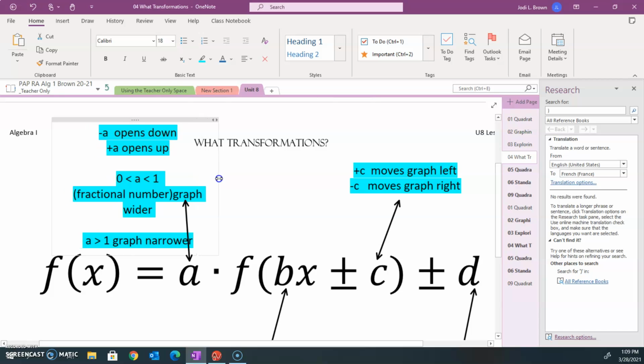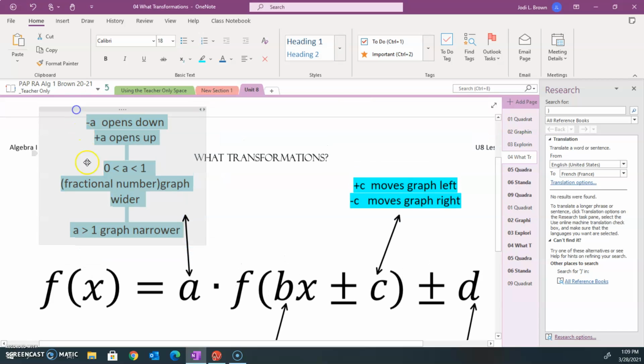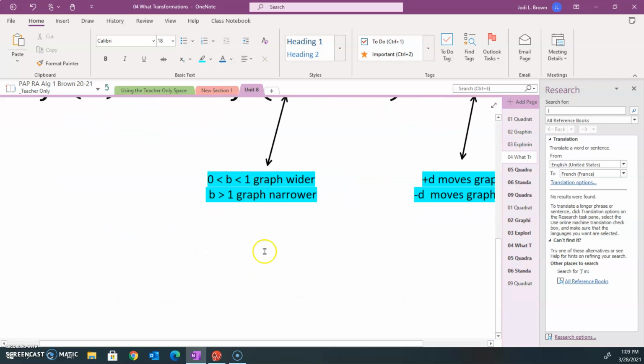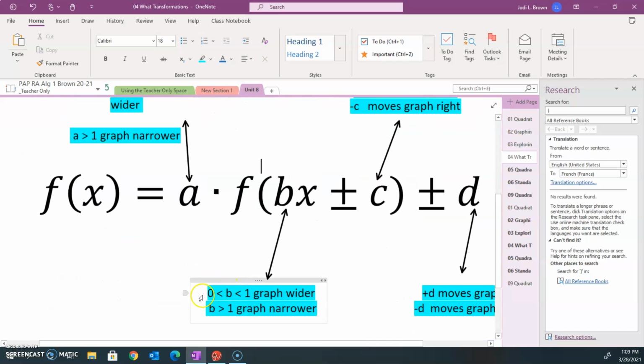Now let's talk about B. If B is between 0 and 1, meaning if it's a fractional number, the graph is going to be wider. If B is greater than 1, the graph is going to be narrower. Remember, A and B can fight against each other.